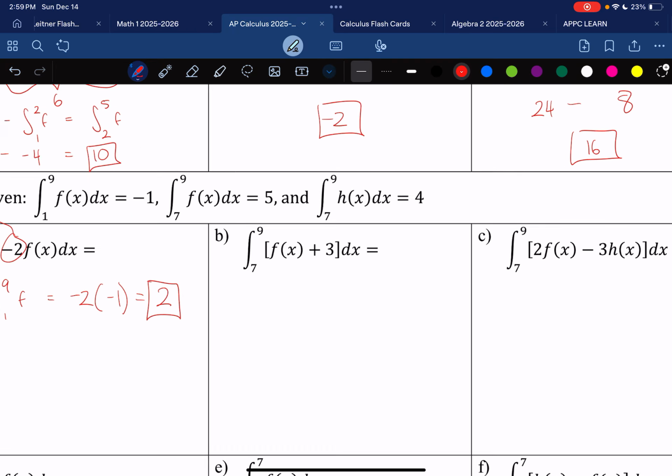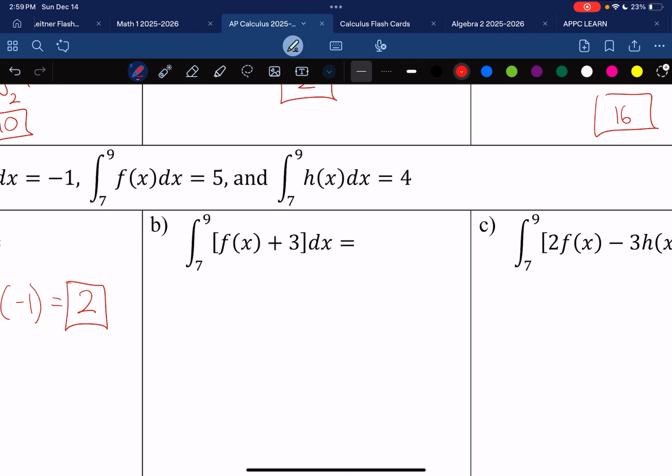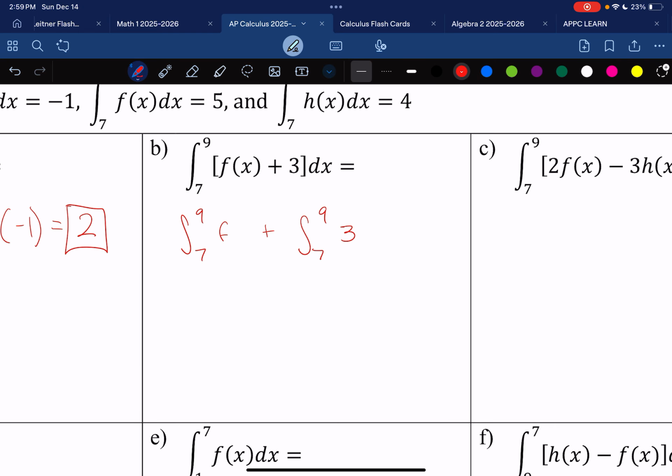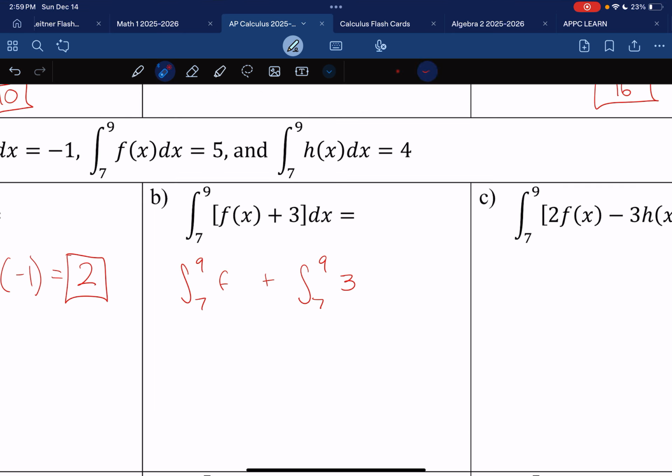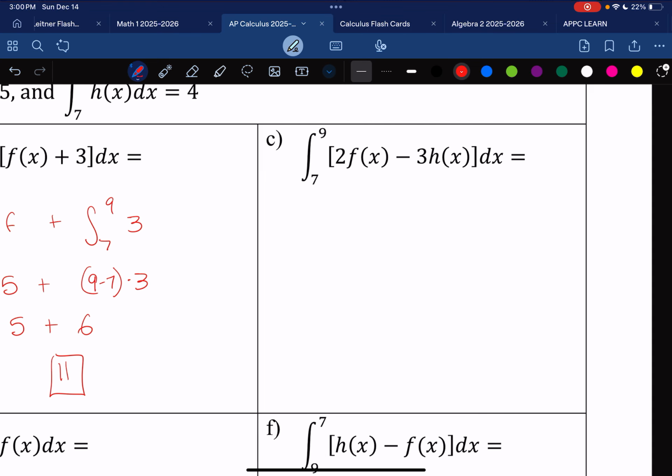All right, what about for part B? Part B is, again, the distribution property of the integral, right? You can say the integral between 7 to 9 of f plus the integral between 7 to 9 of 3. Well, I know the integral between 7 and 9 of f because it tells me by definition that it's equal to 5. So this is going to be 5 plus, okay, I don't have any information about that, but it's a definite integral of a constant. So again, you subtract the bounds, you say 9 minus 7, and then you multiply whatever the number is times 3 in this case. 2 times 3 is 6, so this is going to be 5 plus 6, which is 11. All right, moving on to part C.